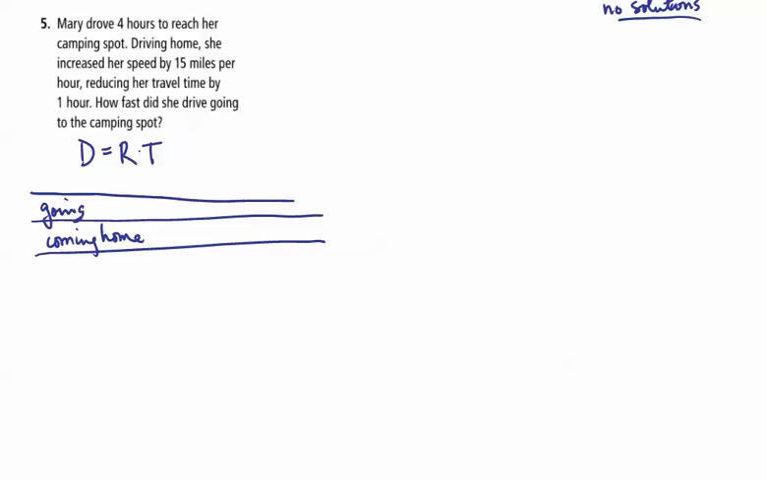And then the next thing that we're going to have here is I'm going to put in the column headings D is equal to R times T. So I have three columns, one for the distance, one for the rate, and one for the time. Now, let's see if we can find some information about these three quantities, both for when she was going to the camping site and coming back from the camping site.